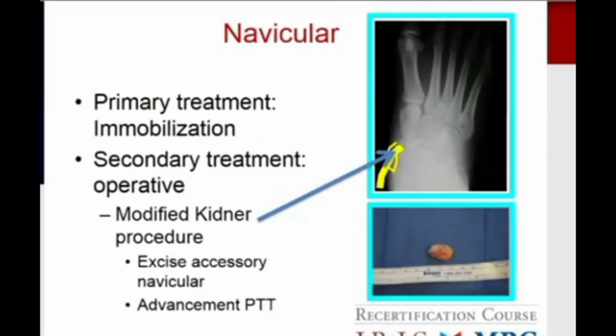There are some authors that may argue that we should try and fix that bone. You can certainly answer that as a test question if it's only a choice between that and nothing else. But still, it's generally accepted that the modified Kidner procedure has a higher success rate, given the union is difficult to achieve between that small piece of bone and the navicular body itself.